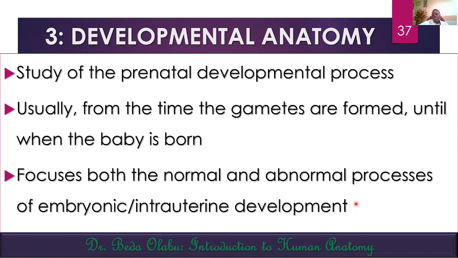And so this is the division of anatomy that will help us to understand the basis of congenital malformations. Congenital malformations are birth defects. This is a division of anatomy that helps us to understand birth defects. For example, if a child is born and they don't have a brain, how do we explain that? If a child is born and they don't have one of the limbs, how do we explain that? So this is the division of anatomy that helps us to understand the basis of those birth defects.